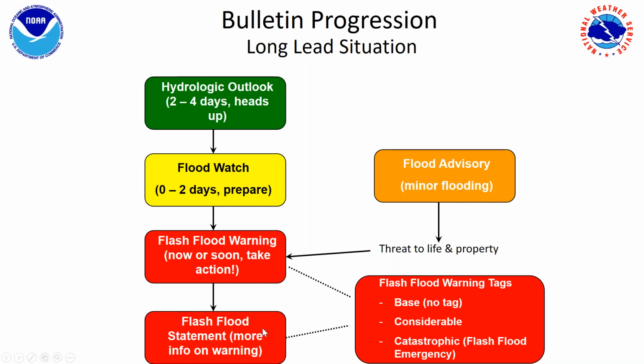And then if it's even worse, for those really rare cases where you have swiftwater rescues ongoing, homes being destroyed, widespread impacts, then you could go with a catastrophic level event, which would also be called a flash flood emergency. But those should be reserved for really rare cases.